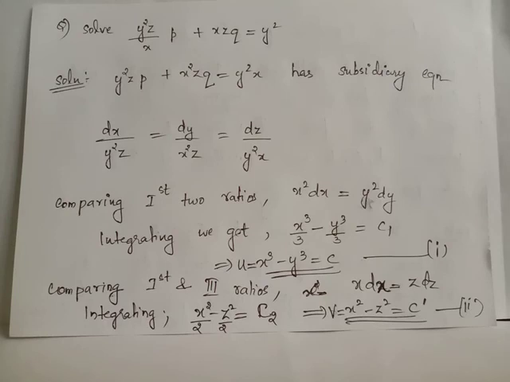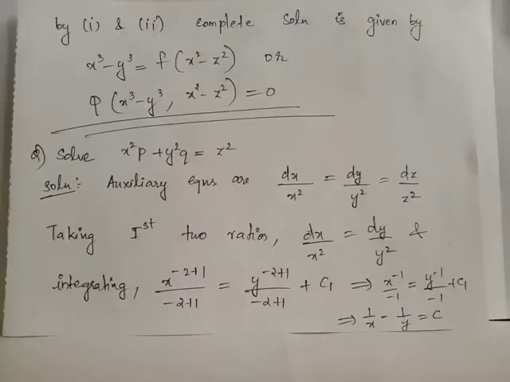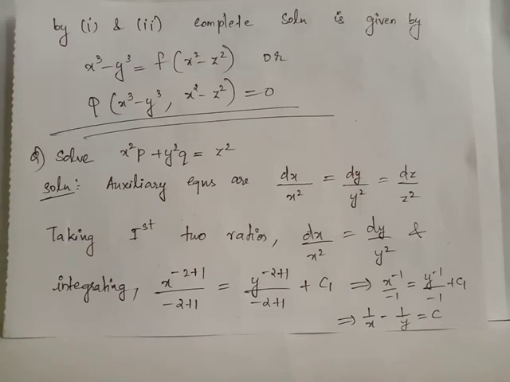Equations 1 and 2 are representing the solutions. Since we have obtained u and v, we can now write the complete solution. The complete solution is written as per the format u equals function of v, that is x cube minus y cube equals f of x square minus z square, or we can write phi of uv equals 0. The representation phi of uv equals 0 can be written as phi of x cube minus y cube comma x square minus z square equals 0.